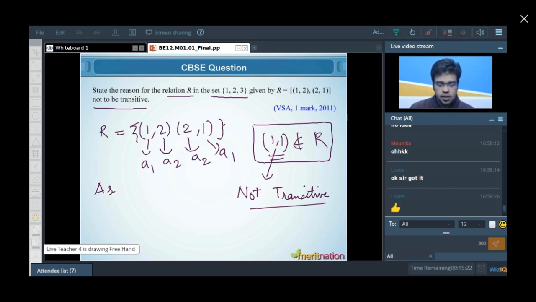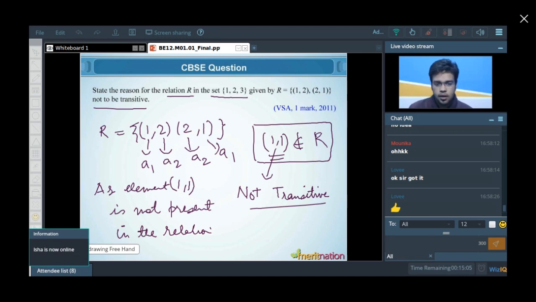As element (1, 1) is not present. So you write like this in the exam, that as element (1, 1) is not present in the relation R, it is not transitive, right?